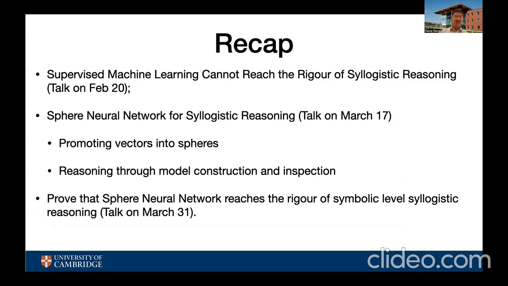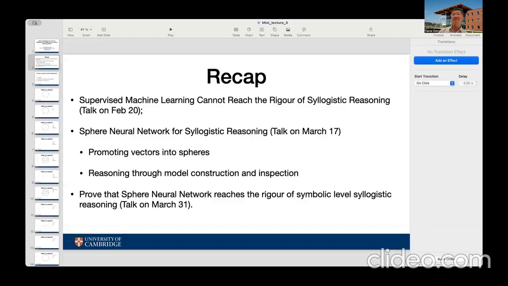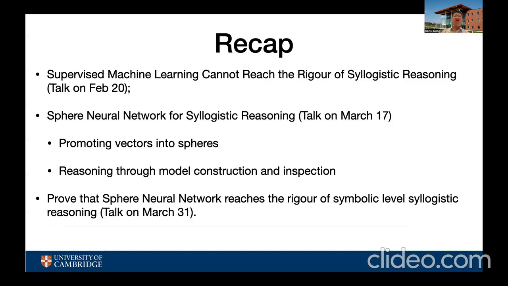So first, let me remove this. First, let me recap what I've talked about in my last three lectures. My first lecture is to argue that current supervised deep learning cannot reach the rigor of syllogistic reasoning, no matter how much training data you use. Okay, there is a gap you cannot close. One reason is that the training data itself generates out-of-distribution data itself.